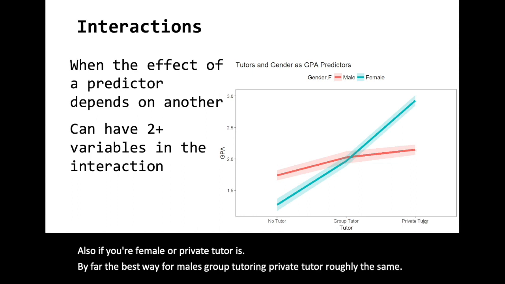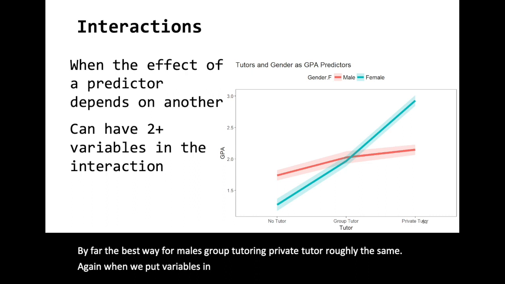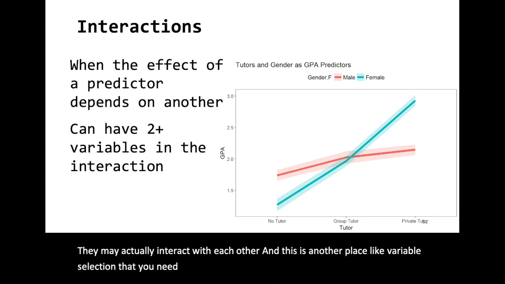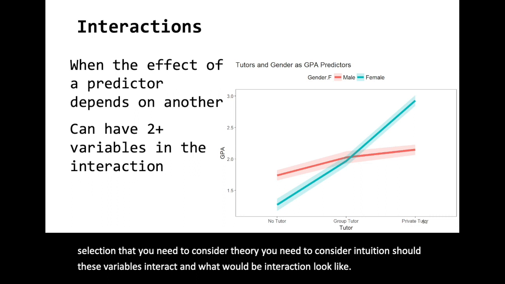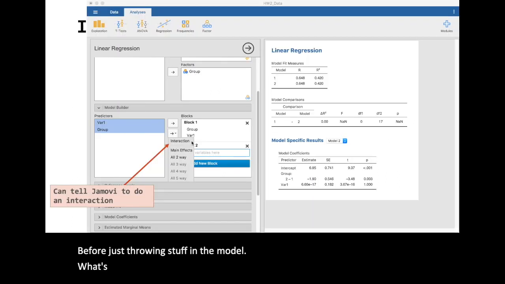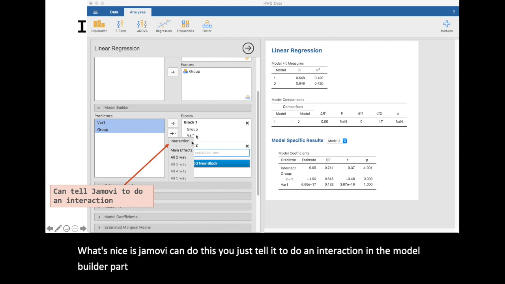Again, when we put variables in the model, sometimes they may actually interact with each other. And this is another place, like variable selection, where you need to consider theory and intuition. Should these variables interact, and what would the interaction look like, before just throwing stuff in a model? What's nice is Jamovi can do this. You just tell it to do an interaction in the model builder part, and it'll throw in an interaction for you.